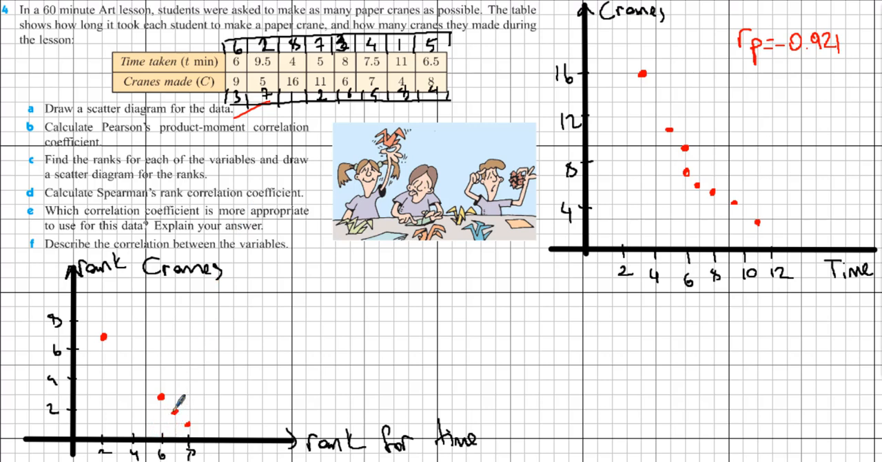Then it goes 3 and 6. 4 and 5. Here 1 and 8. Then goes 5 and 4. Oh, look, linear, almost perfect, I guess. Almost perfect. Let's check it.